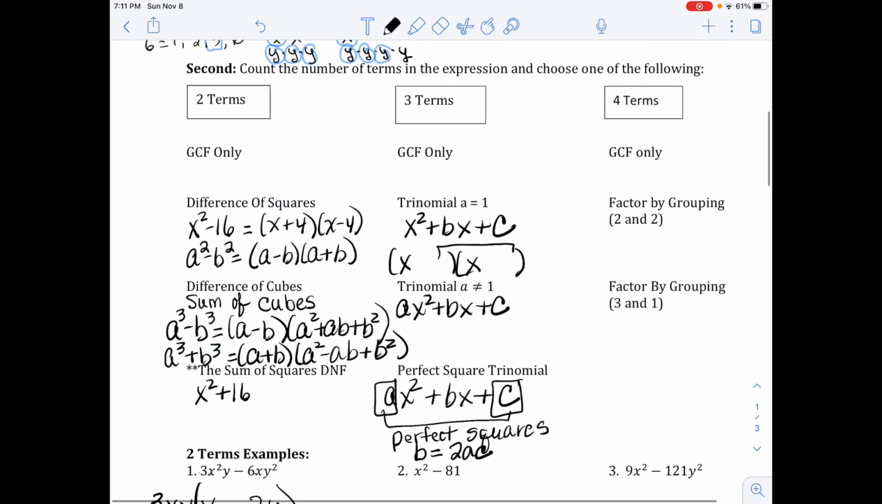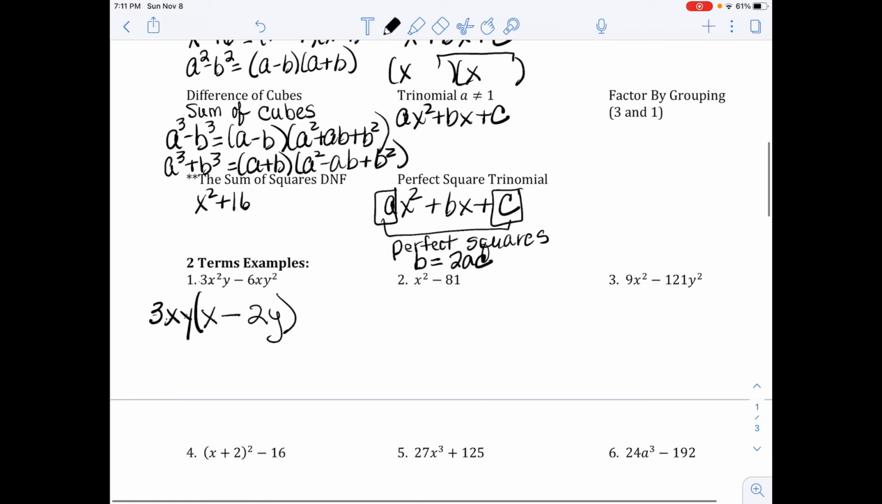X squared minus 81. So I'm going to go back up here. It's two terms. There is no GCF. Is it the difference of squares? In order to determine that, is the first term a square? Yes, x squared is a square. Is the second term a perfect square? Yes, 81 is 9 squared. And so therefore we follow the pattern by square rooting each of the terms. So the square root of x squared is x, and the square root of 81 is 9, and you put 1 subtract and 1 add, and the order doesn't matter.